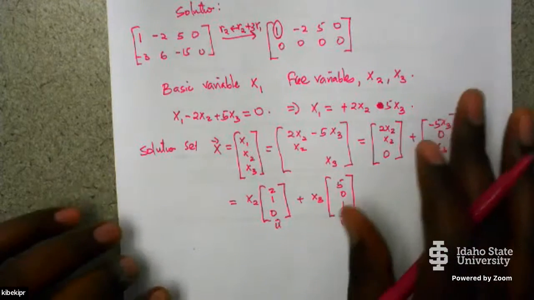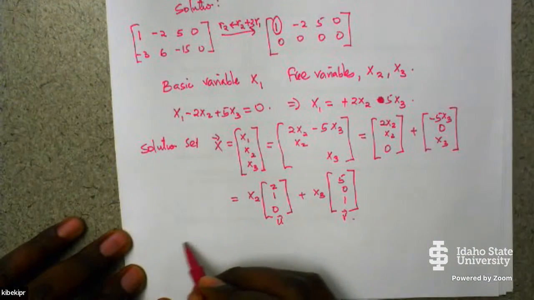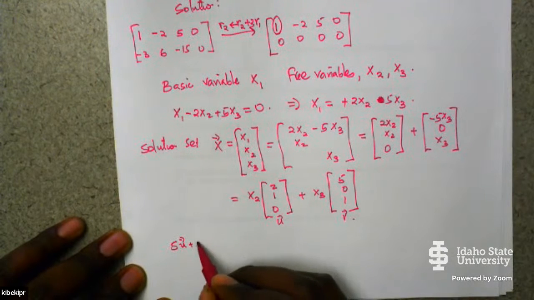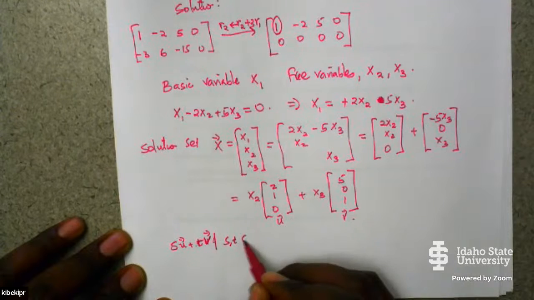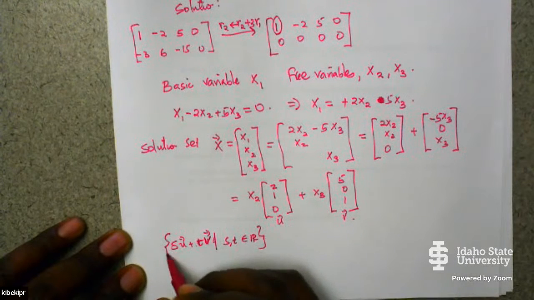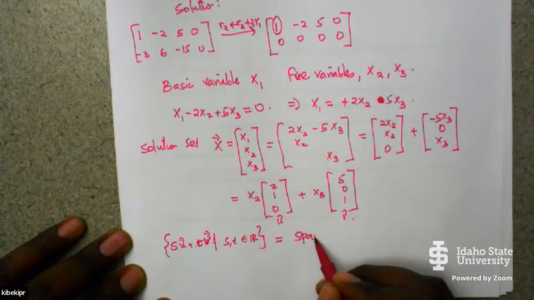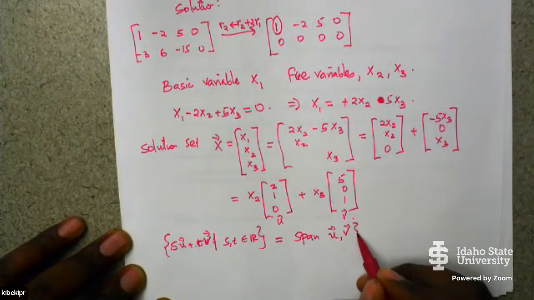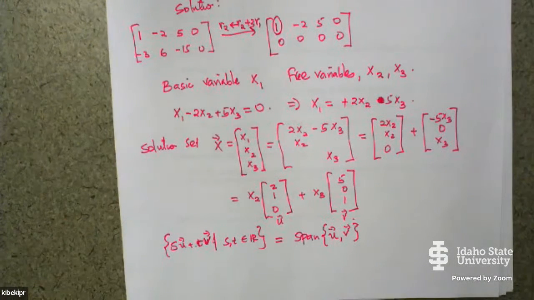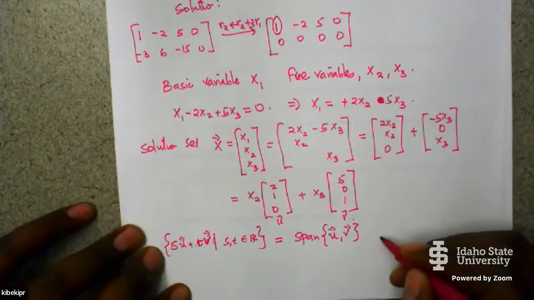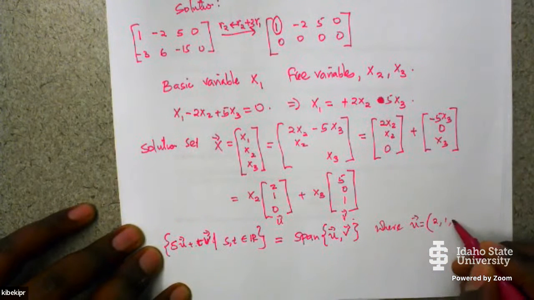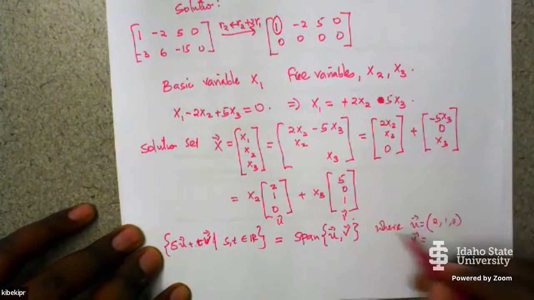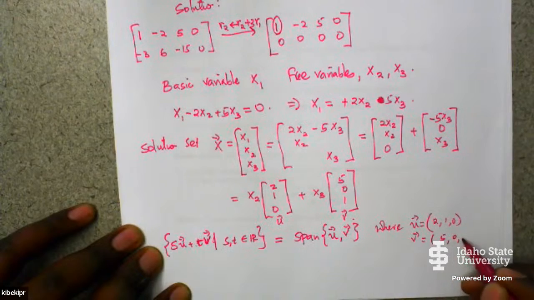So in this case, we can write this as su plus tv, where s and t are elements of the real numbers, which is the span of u and v, where our u is the vector 2, 1, and 0, and our v is the vector 5, 0, and 1.